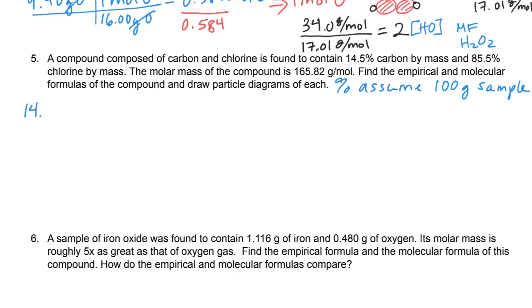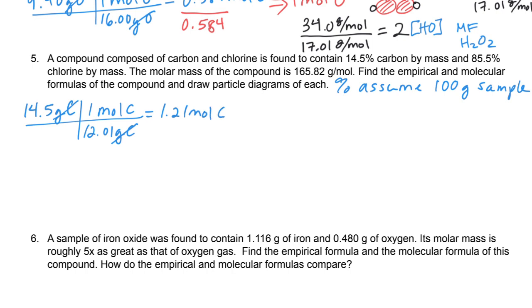So our first step is always converting grams to moles. It's often said in chemistry, when in doubt, convert it to moles. So we have 14.5 grams of carbon, and carbon is 12.01 grams for every 1 mole. And we put the 12.01 grams on the bottom so that it cancels. And that gets us 1.21 moles of carbon.